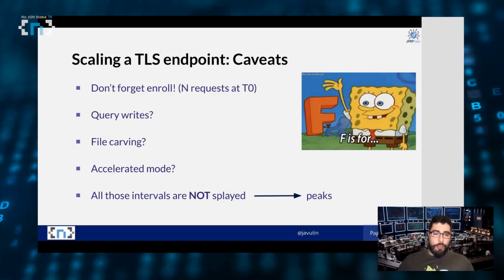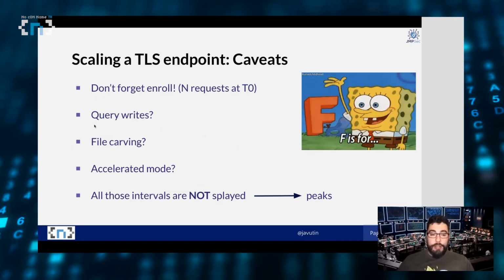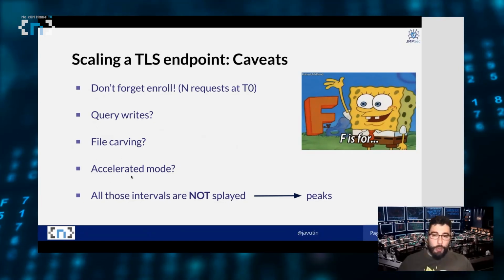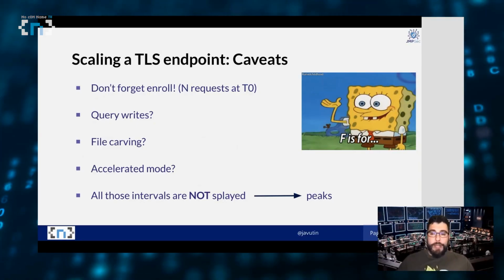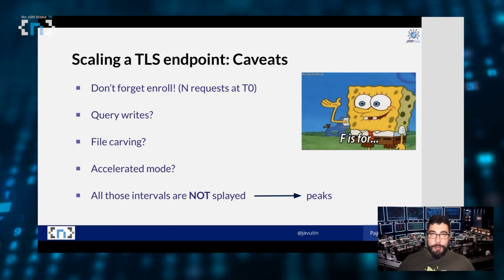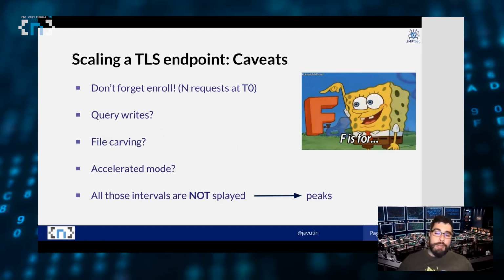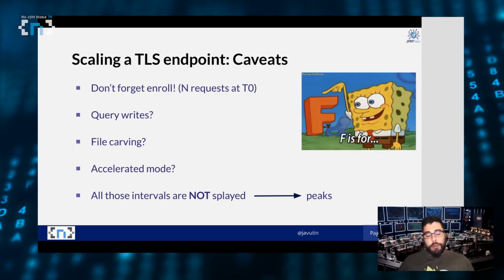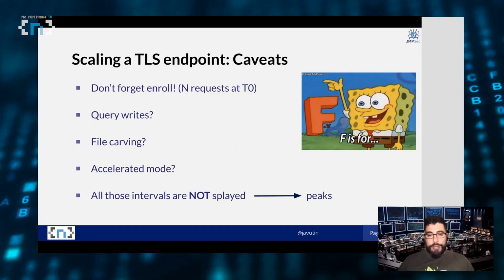So what happens also with query writes? What happens with file carving, which is a type of on-demand query read? What happens with accelerated mode? Accelerated mode is an undocumented feature of osquery, which basically reduces the interval for on-demand queries for a limited period of time, because it allows the TLS server to behave as a command line interface through the TLS endpoint. But if you really want to learn more about accelerated mode, I would suggest you look at the wiki of osquery to see what it does.